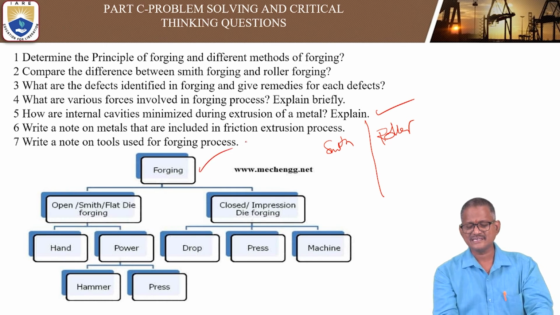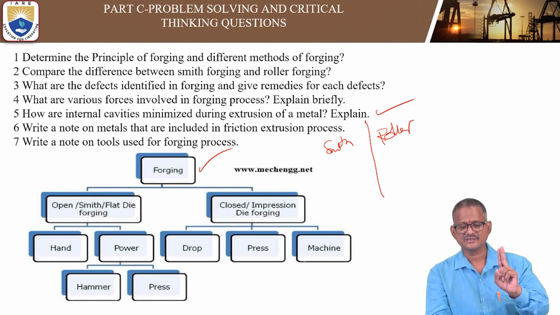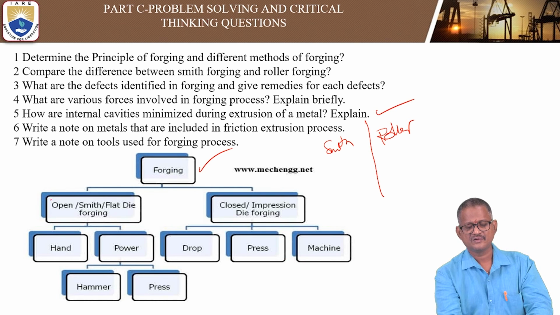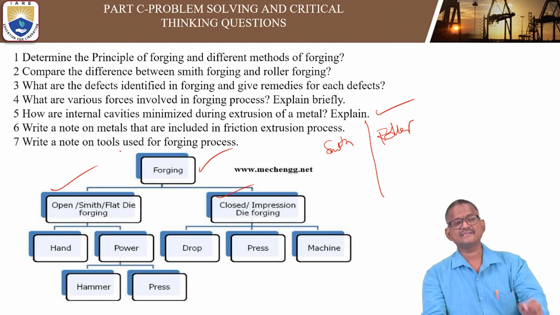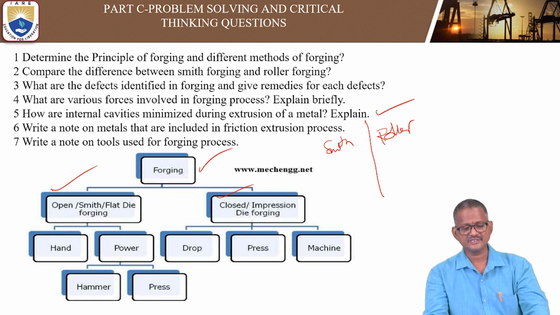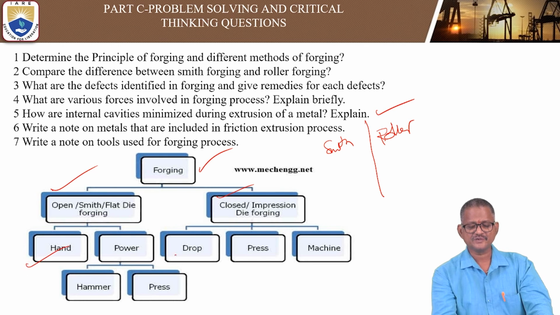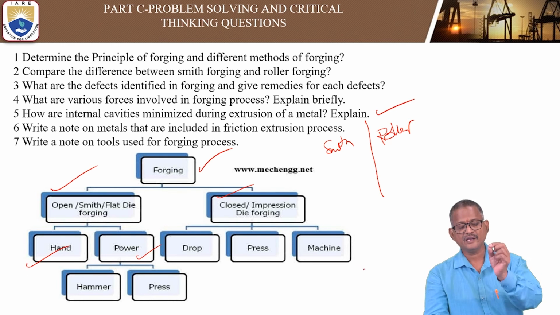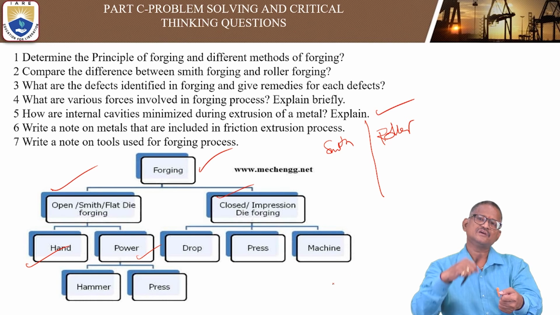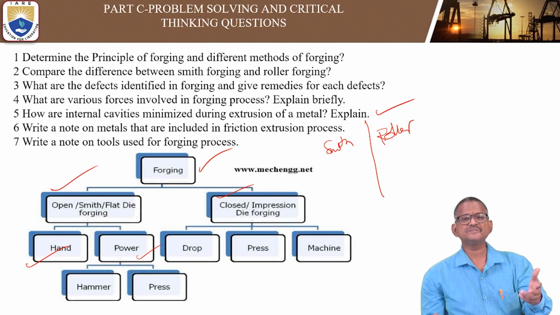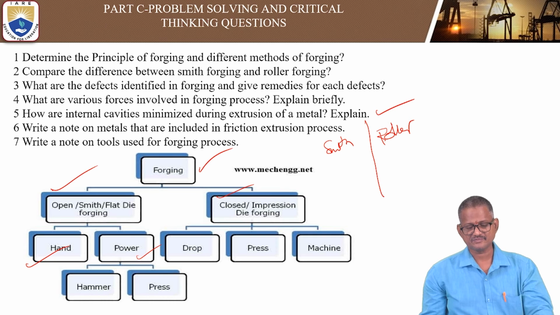Let us also look at the classification of forging. Forging can generally be classified into two types: open forging and closed forging. Open forging can be classified into Smith or flat die forging, which is a hand forging process, and power forging. Hand forging means applying a hammer and anvil, etc. Power forging means presses can also be used, and power means hammer and press. This is the general classification of forging.